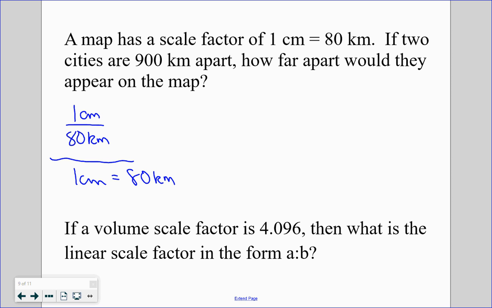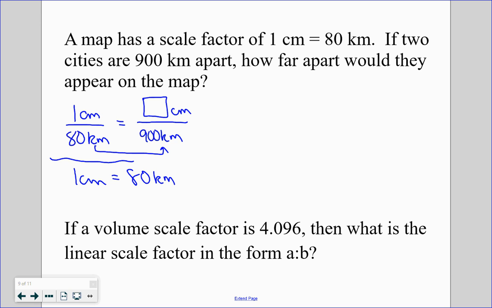If two cities are 900 kilometers apart, how far would they be on the map? So the key with this is matching the units. So since I have kilometers on the bottom here, I would put 900 kilometers on the bottom here. And then what I'm looking for is the answer in centimeters.